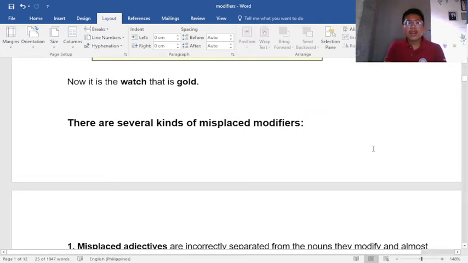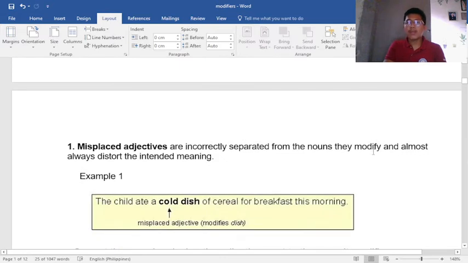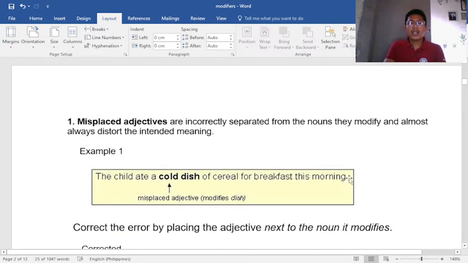Let's notice that there are several kinds of misplaced modifiers. First, we have the misplaced adjectives. Misplaced adjectives are incorrectly separated from the nouns they modify and almost always distort the intended meaning. Example here, the child ate a cold dish.